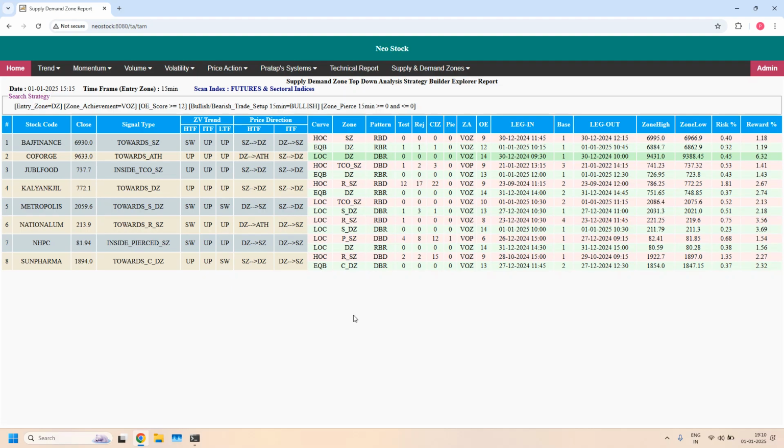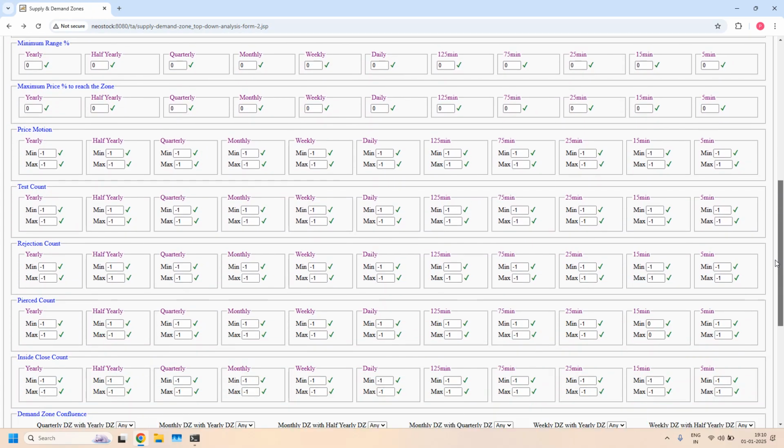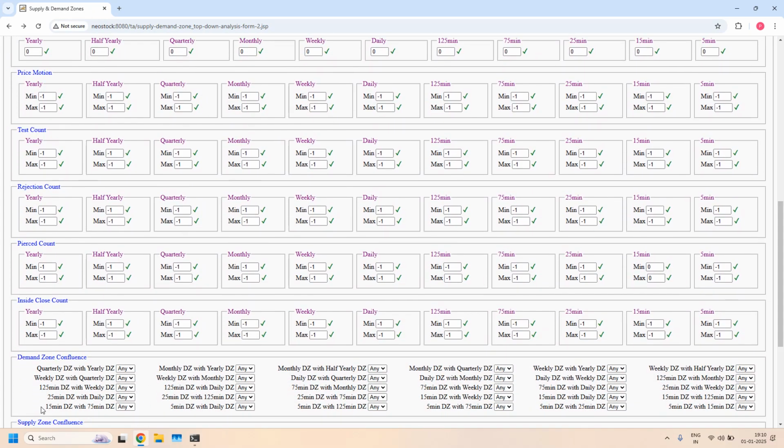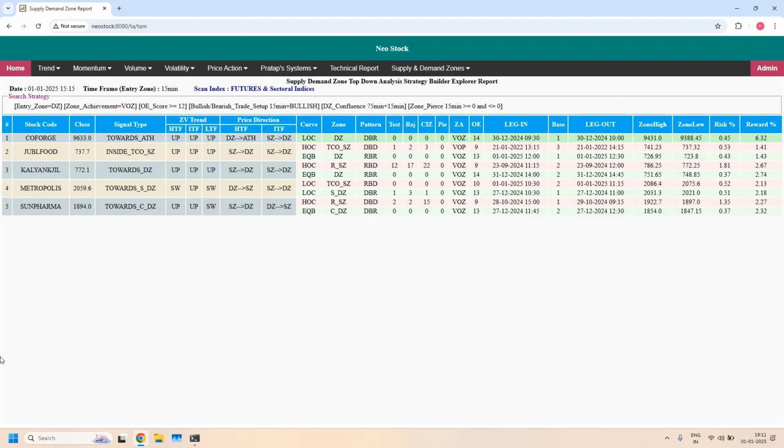The first filter is LTF and ITF demand zone confluence. That is 15 minutes demand zone with 75 minutes demand zone confluence. I am enabling that filter. With this filter, we further filtered to 5 stocks. And these 5 15 minutes demand zones are part of the 75 minutes demand zone. And 75 minutes trend is uptrend in all these stocks, bullish trade setup.